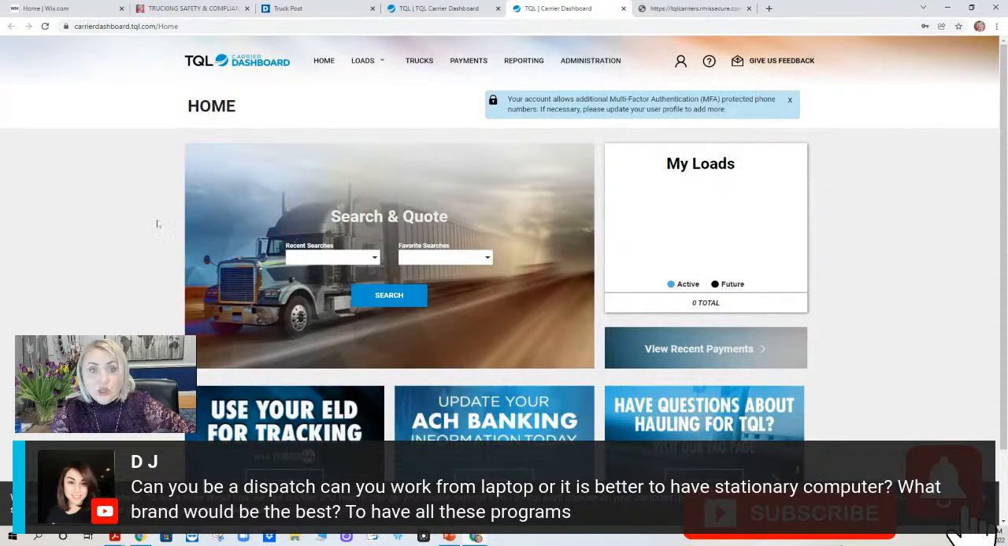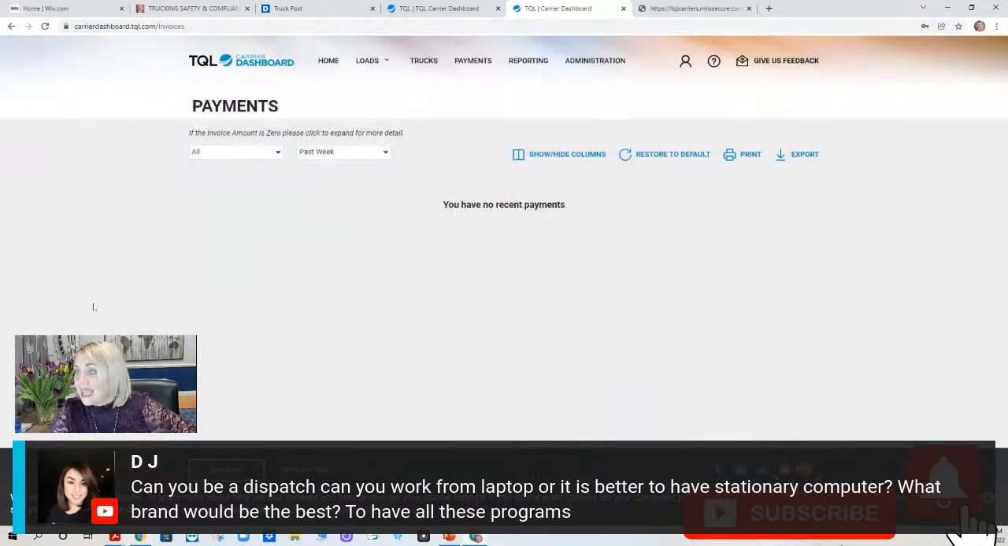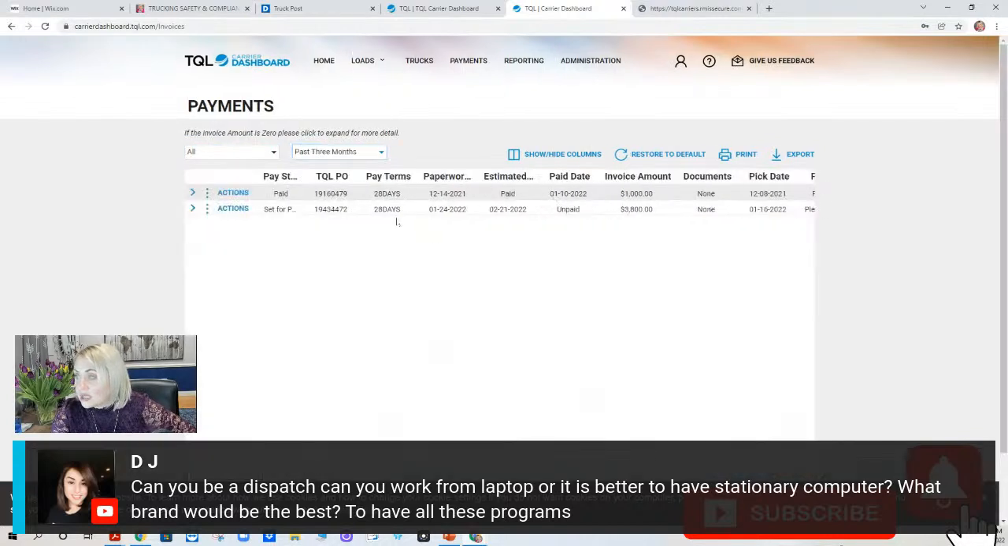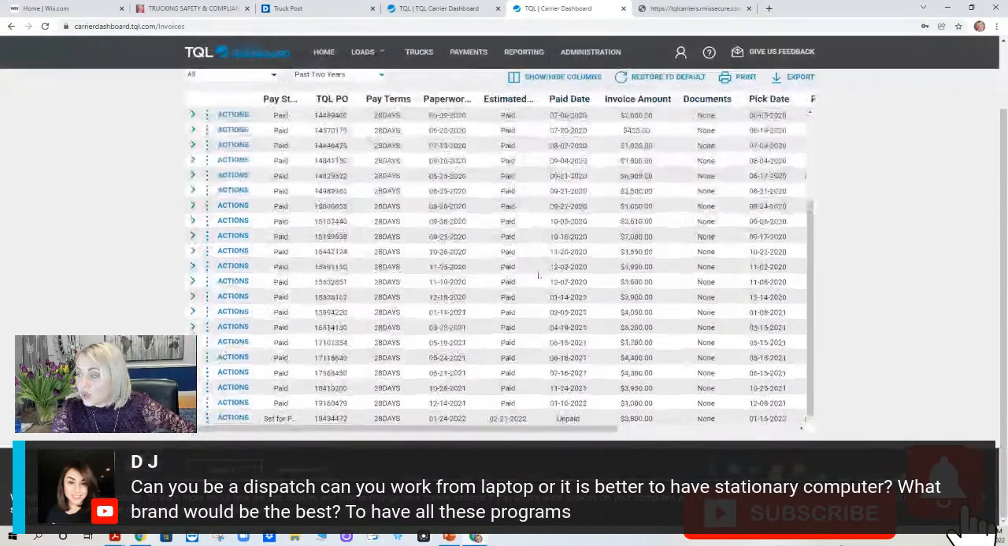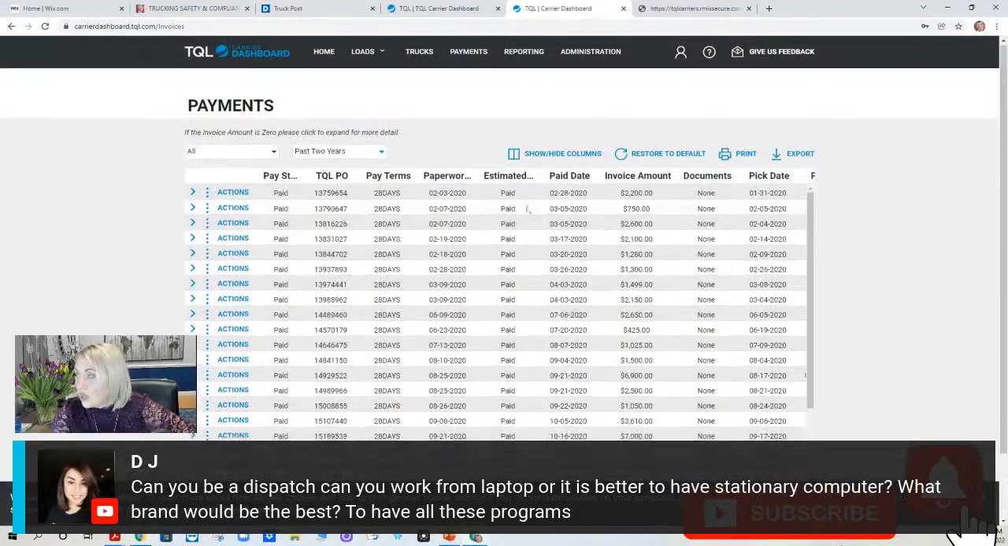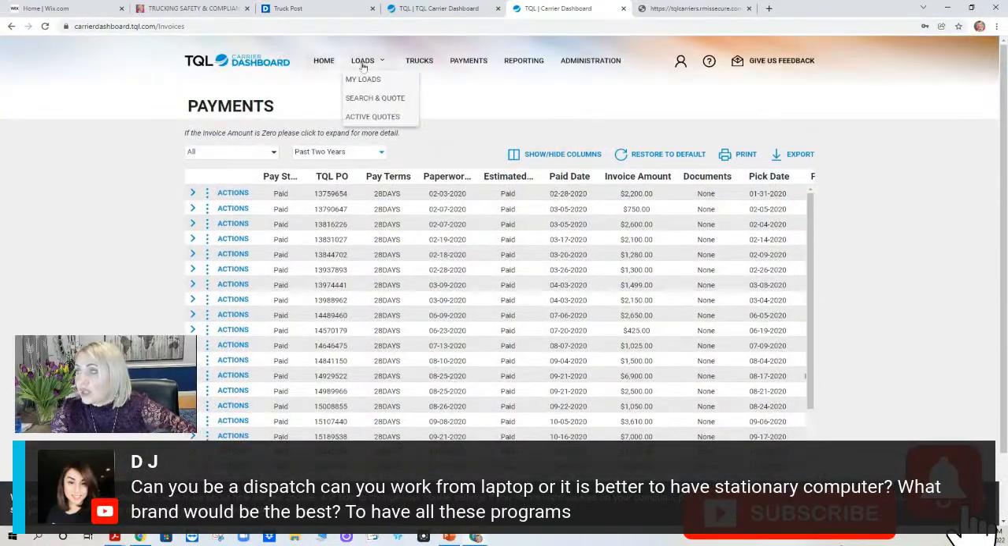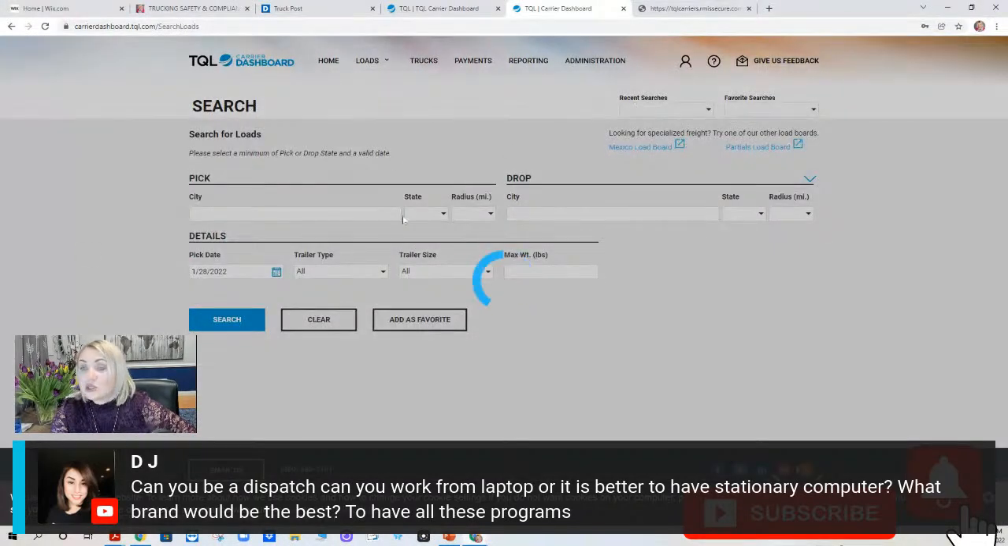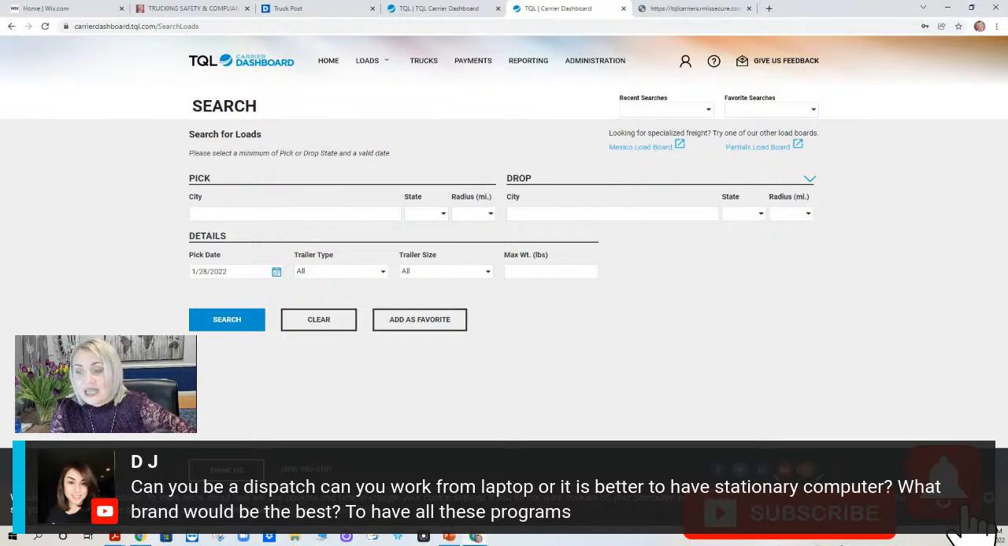Look at this. You can search, you can see the payments, what was done for exactly this carrier, right? So past week, let's say 3 months, you can see all the 2 years. Look, in 2 years, how many loads were done with TQL, right? You can search for the loads, my loads, you can search and quote. So this is a load board. So remember to sign them up for the load board.